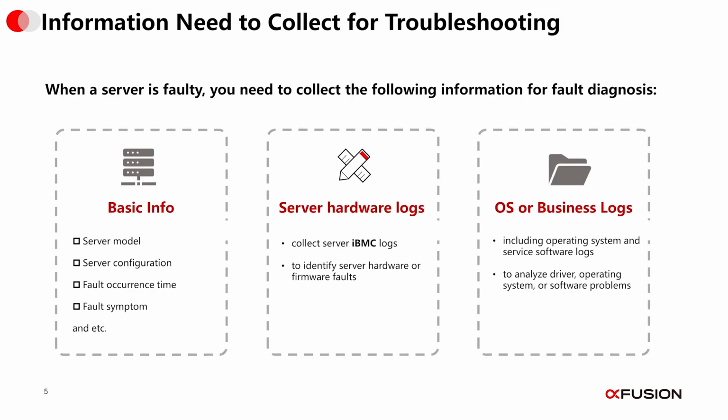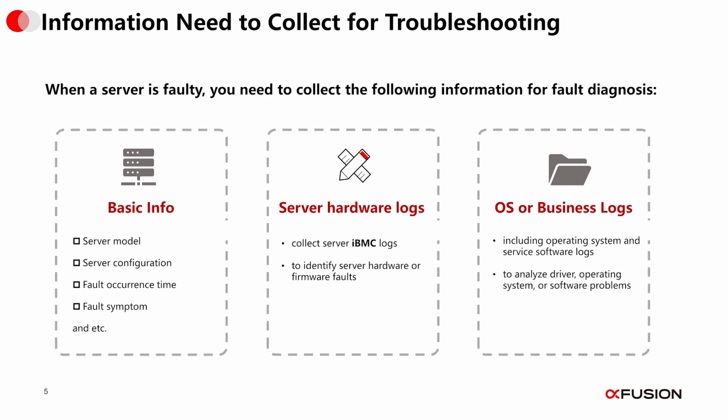When a server is faulty, you need to collect the following information for fault diagnosis. We need to know the basic information such as server model and server configuration, for example, how many disks the server has, which type the network card is, and the iBMC, BIOS configuration or the RAID configuration. We also need to know the fault occurrence time and the fault symptom, for example, disk alarm, the network cannot be recognized, the system crash, and so on.